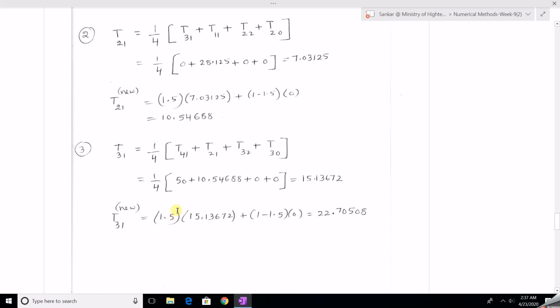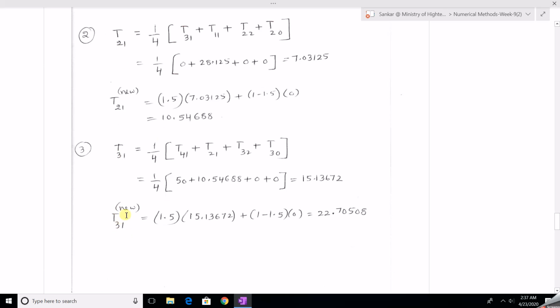T31 new is equal to lambda, which is 1.5, times this value, plus 1 minus lambda times T31 old. The initial approximation, initially all temperatures are zeros, so the old value of T31 is 0. Now if you simplify this, you will be getting 22.70508. So this is the better approximation of T31 after the first approximation.